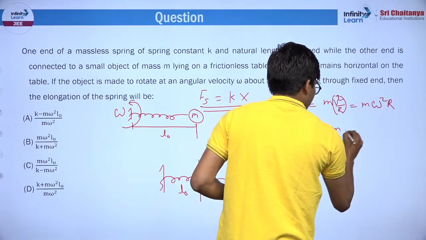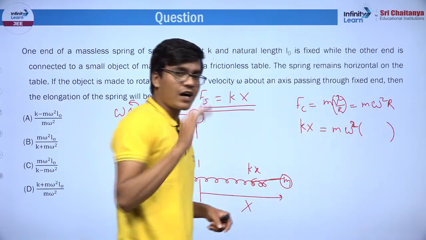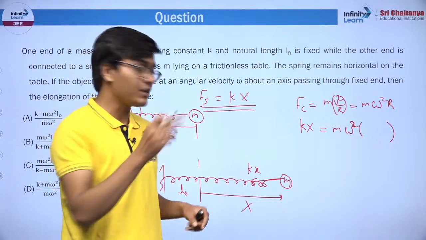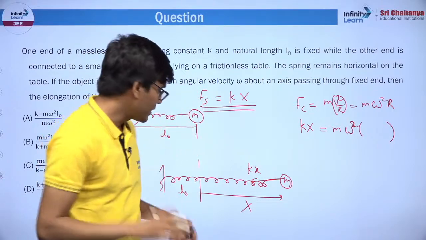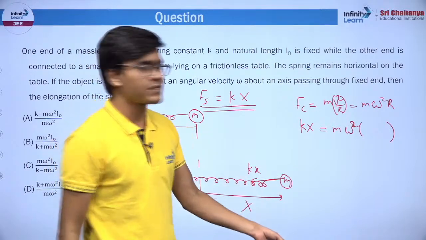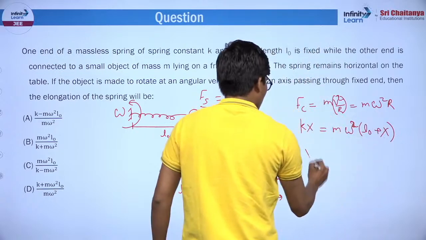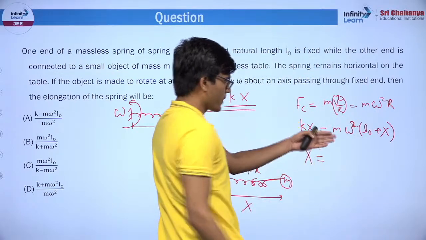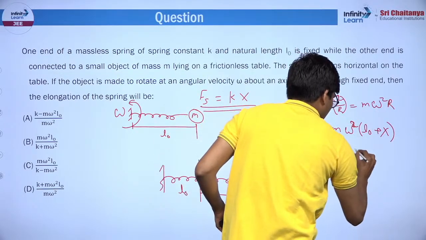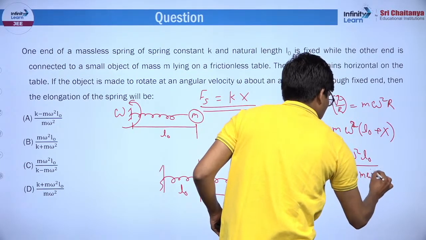So m omega square. What is r here? R is the radius of the circle in which this object is rotating, that is not x. The radius is the total length, that is L naught plus x. So you can write here L naught plus x, and you need to calculate the value of x. So here the value of x will be m omega square L naught upon k minus m omega square.